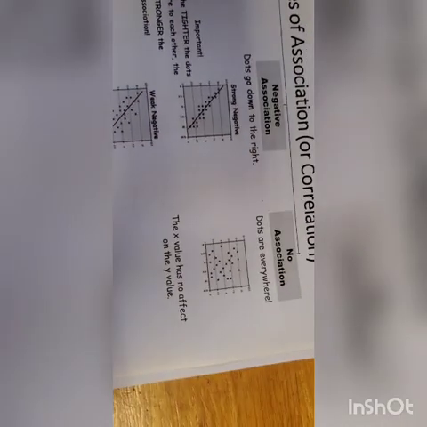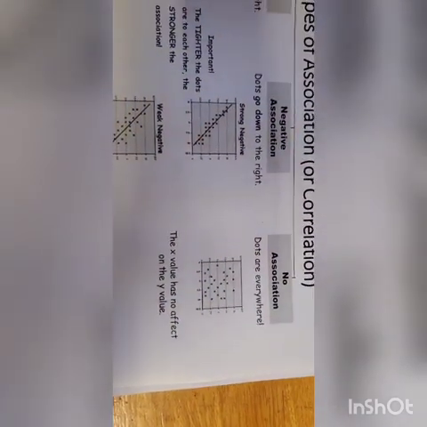Let's look at no association again. The dots are just everywhere. The two sets of data don't have anything in common.